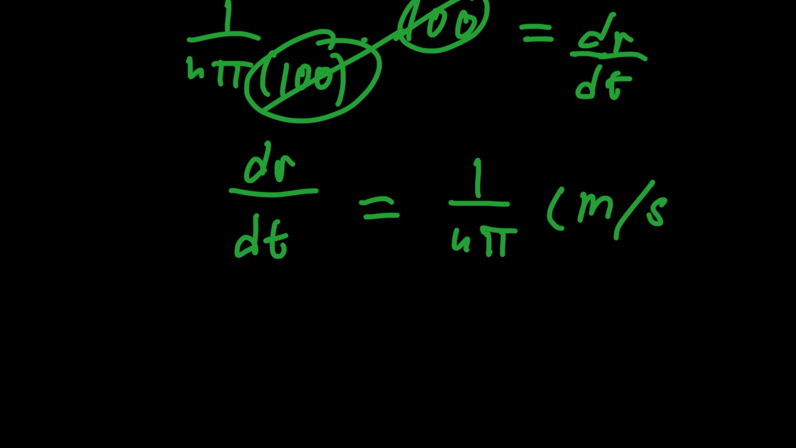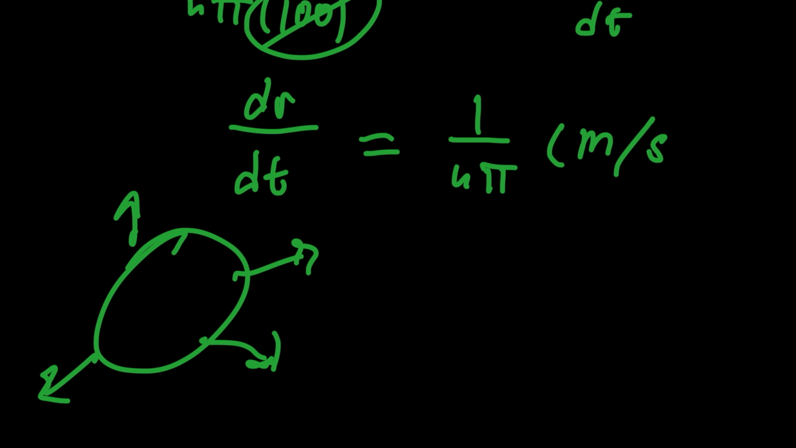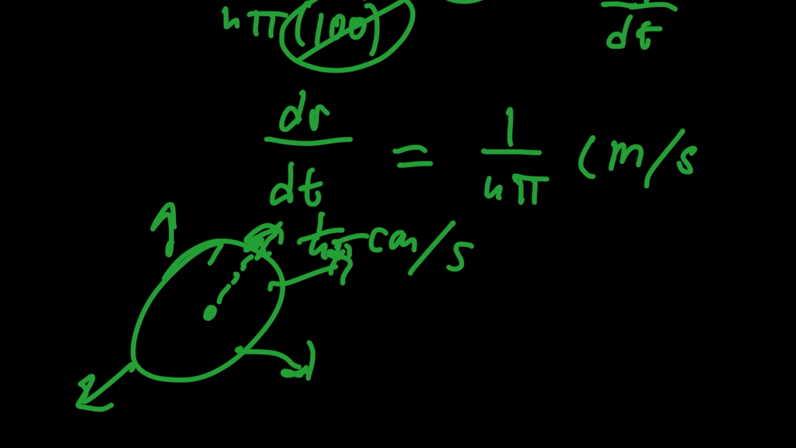It basically means that as I increase the volume of my balloon by 100 centimeters cubed per second in every direction, my radius will increase by 1 over 4 pi centimeters per second. So that's basically it for this video.